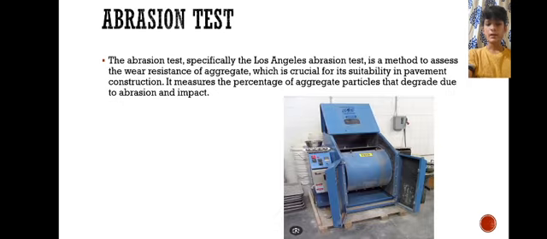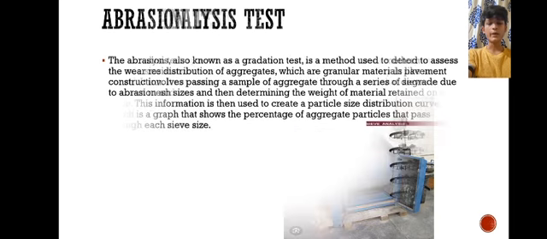Abrasion test. The abrasion test, specifically the Los Angeles abrasion test, is a method to assess the wear resistance of aggregate, which is crucial for its stability in pavement construction. It measures the percentage of aggregate particles that degrade due to abrasion and impact.